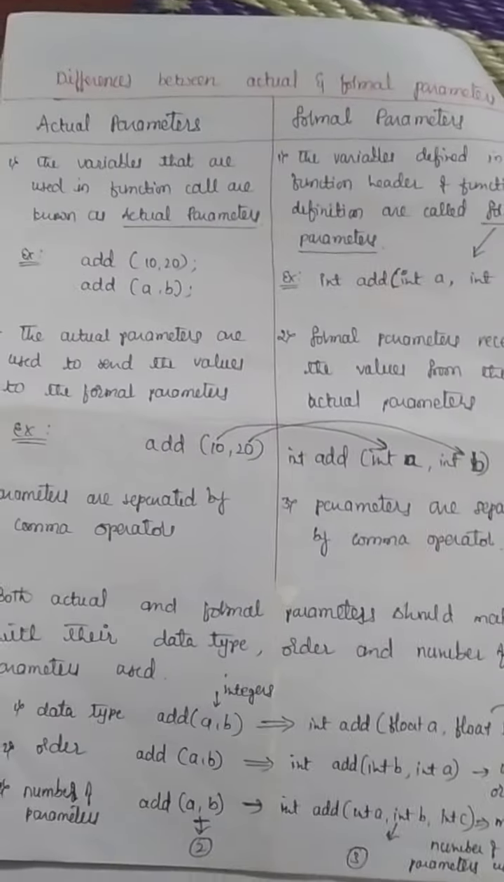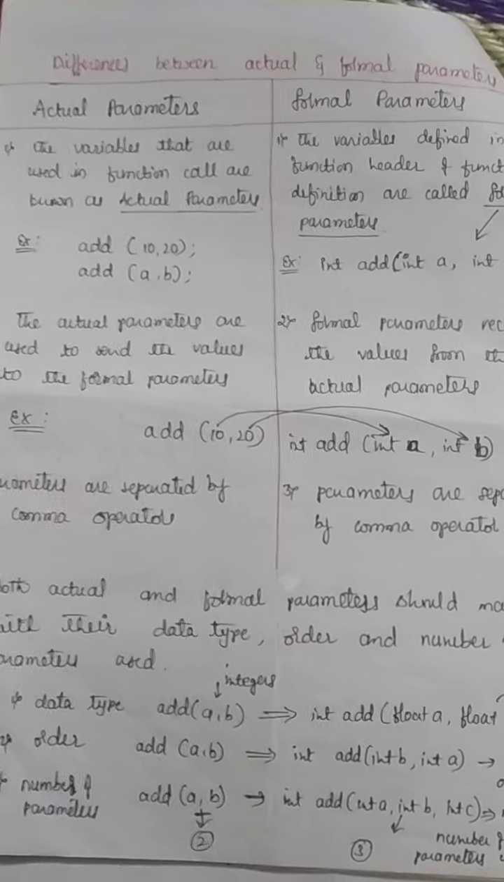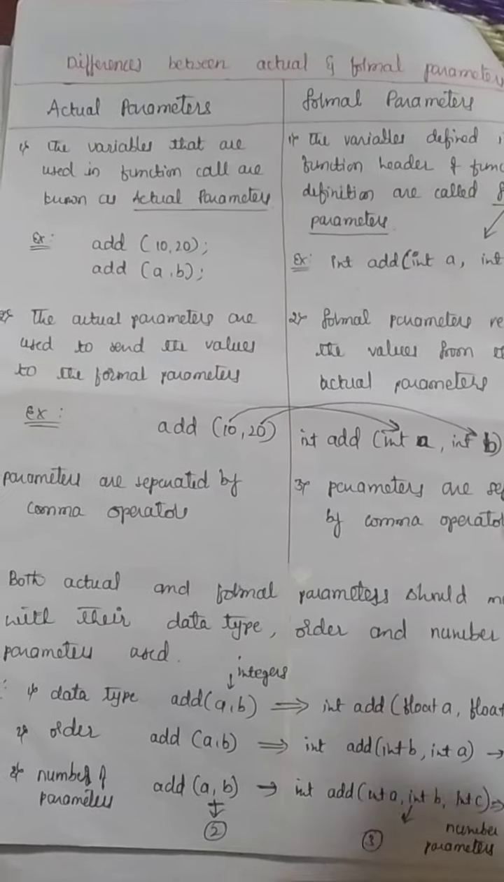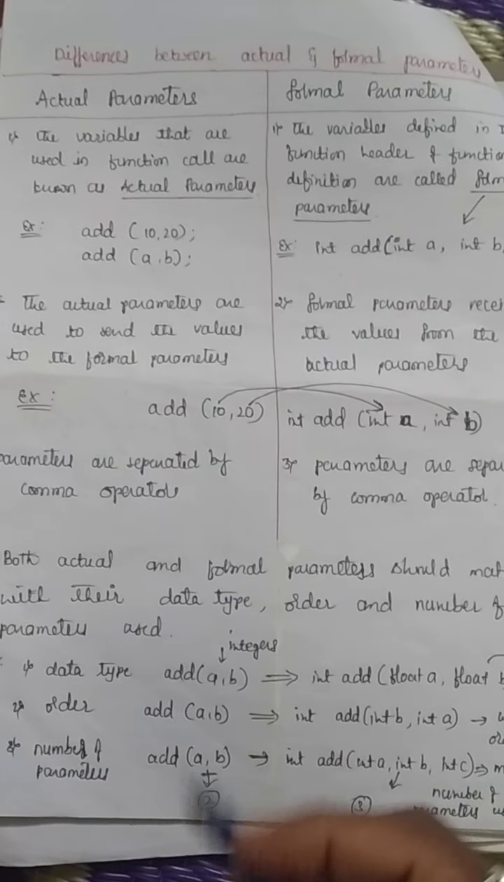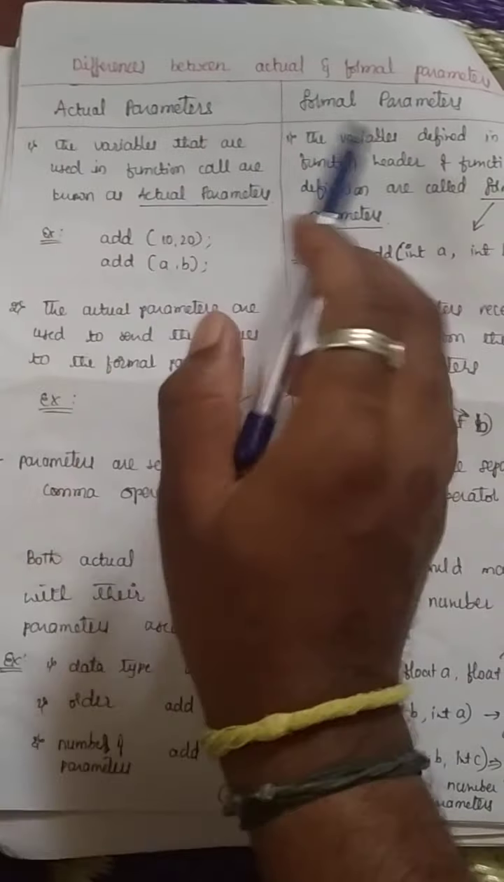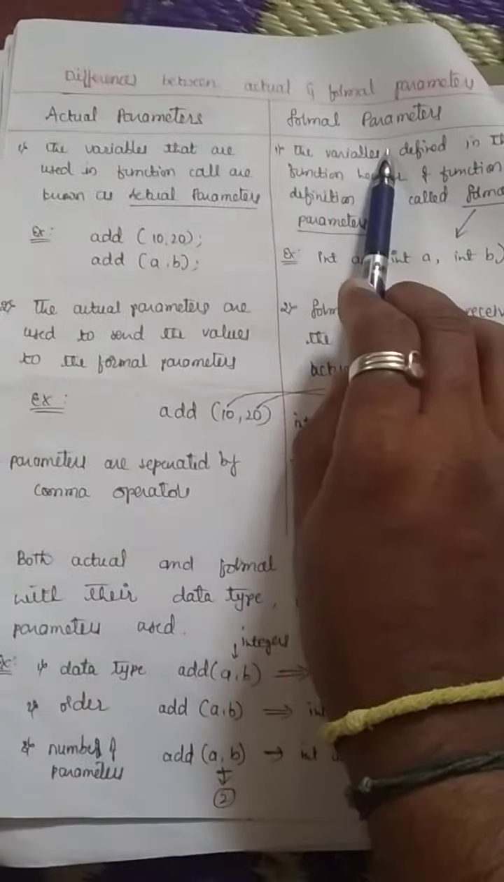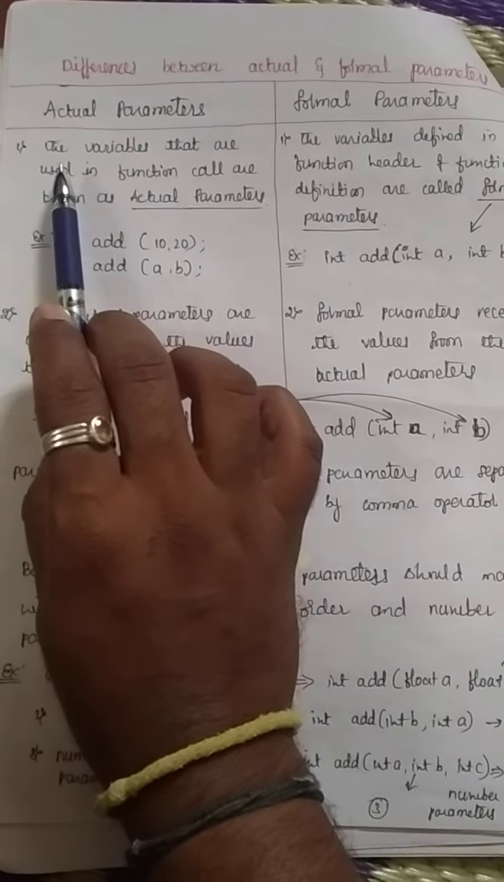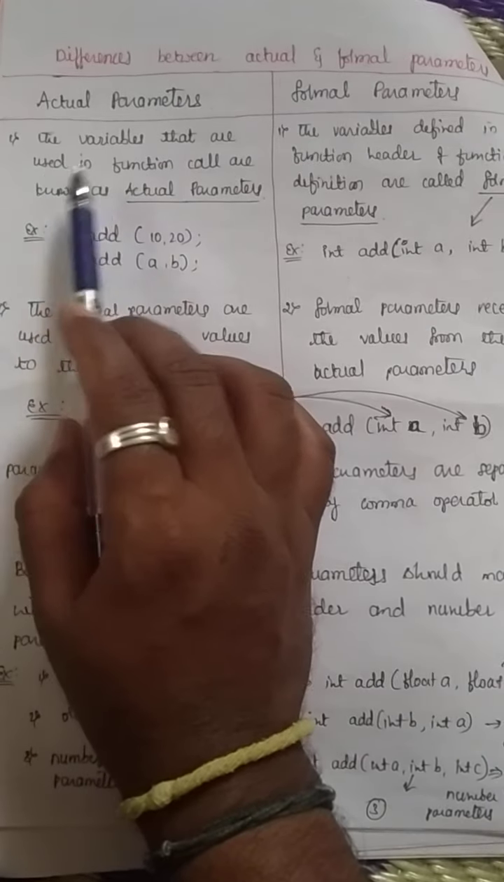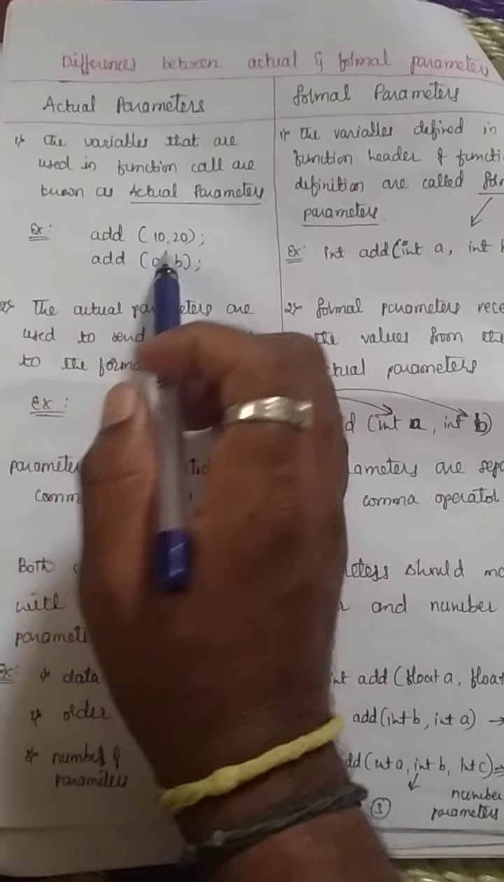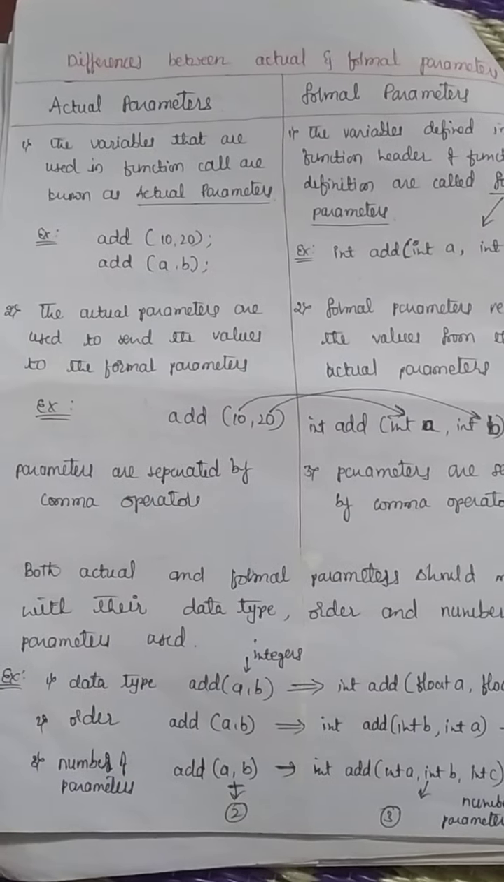Next, differences between actual and formal parameters. See, here there are some differences we are going to discuss now. The first difference, two columns I am making here, actual parameters and formal parameters. First point under actual parameters is the variables that are used in function call are known as actual parameters.